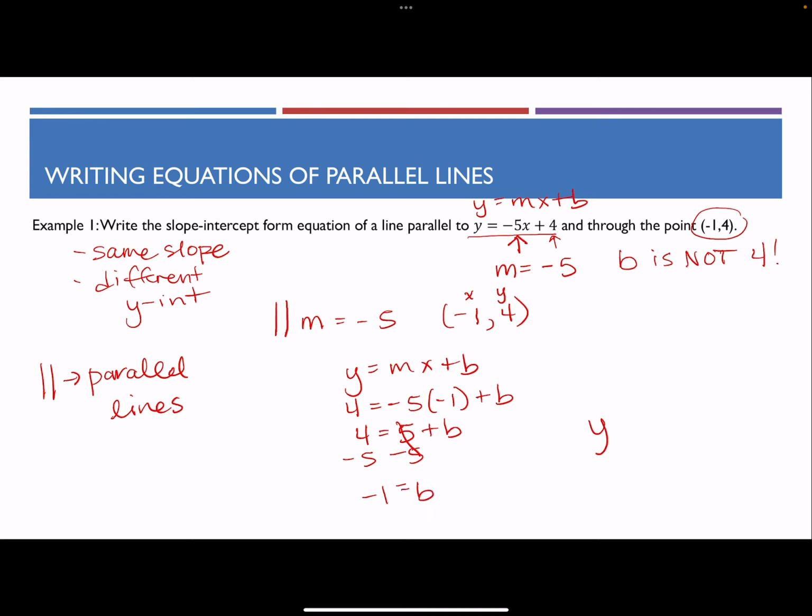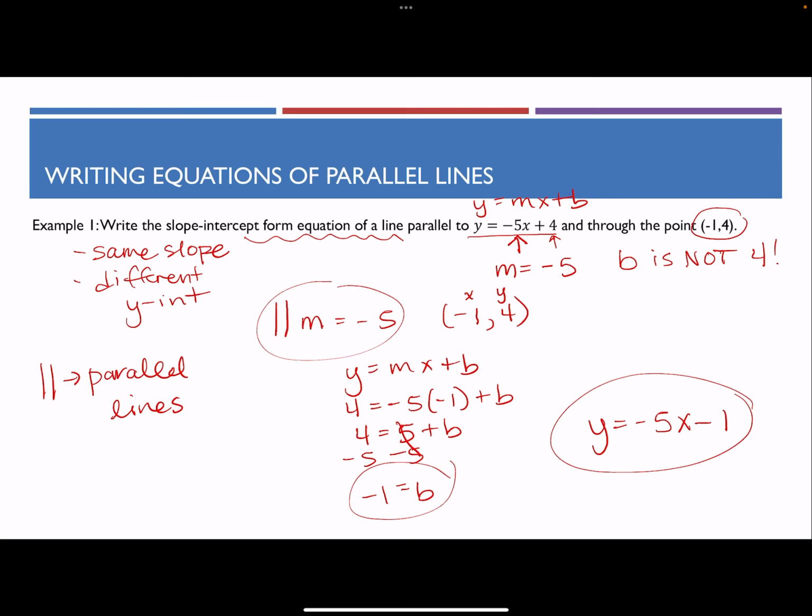Now I put it all together, because ultimately I want the equation of the line. So y = -5x + b, or in other words, y = -5x - 1. There's my final answer: the equation of my line that's going to be parallel to the original line and going through that point.